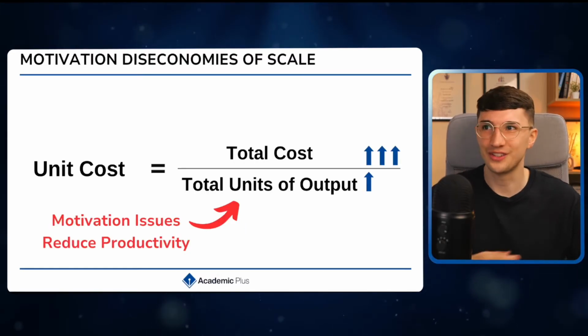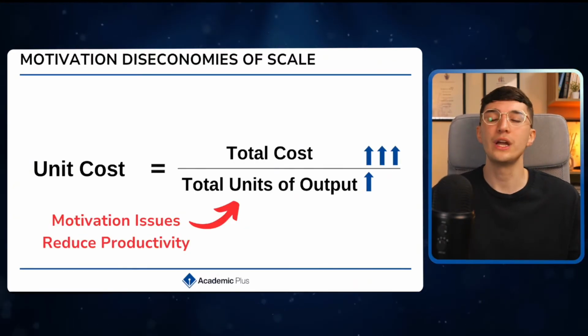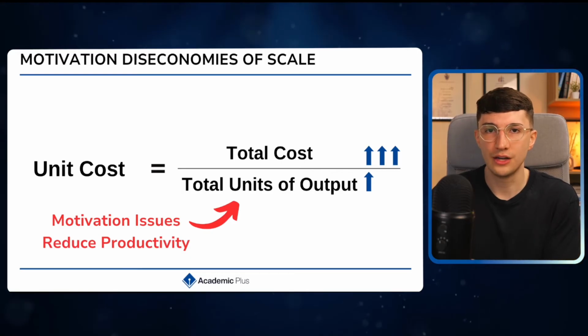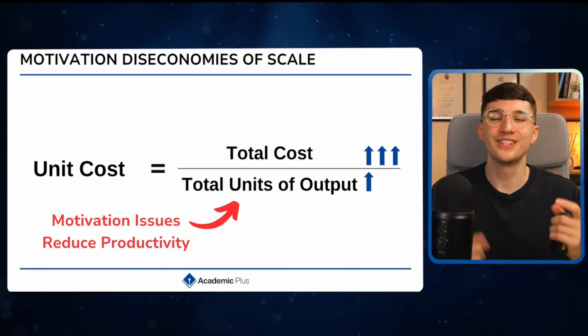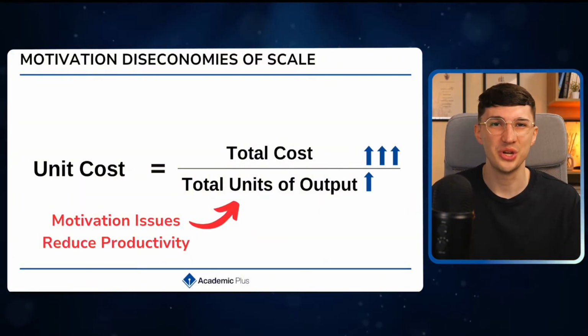And how on earth does this increase our unit cost? Well, we know if we have poor motivation, typically this reduces productivity. So total costs are increasing at a greater rate than our total units of output.